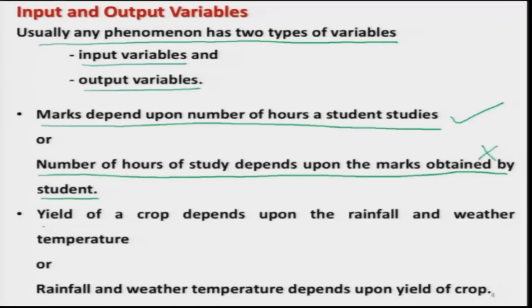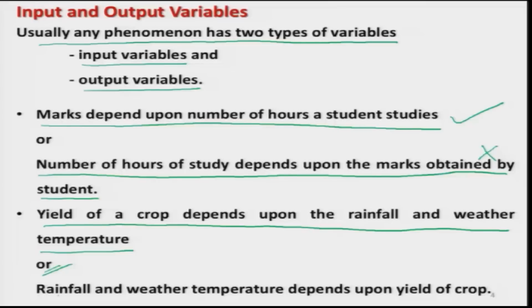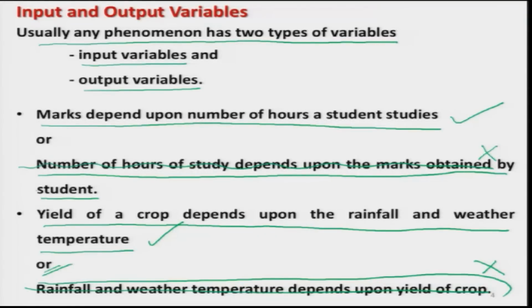So, in this case if you try to see, we have two options which I have written on the slide, that the yield of a crop depends upon the rainfall and weather temperature, or the second option is that the rainfall and this weather temperature depends upon the yield of the crop. So, obviously the first sentence is correct and second sentence is wrong. This is wrong, and similarly in the first case this was wrong. Right. So, this is how we try to decide in a phenomena that what is going to be an input variable and what is going to be an output variable in any given situation.